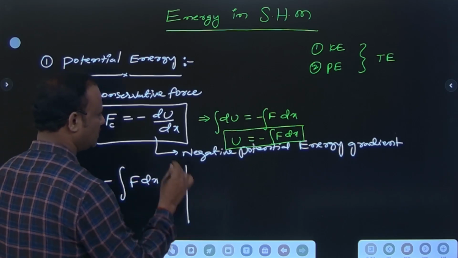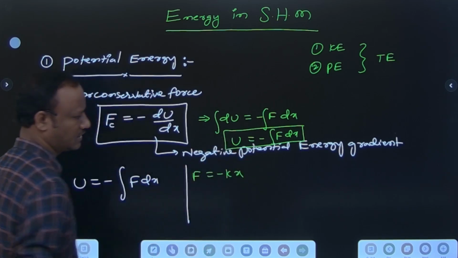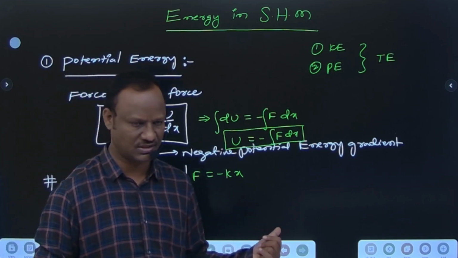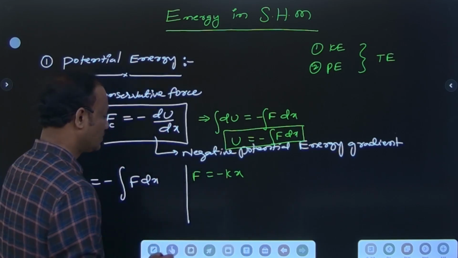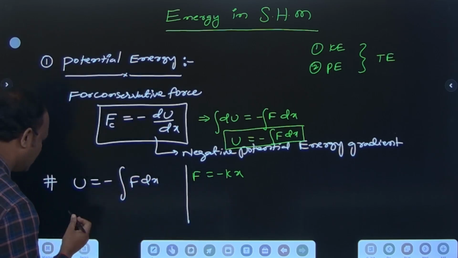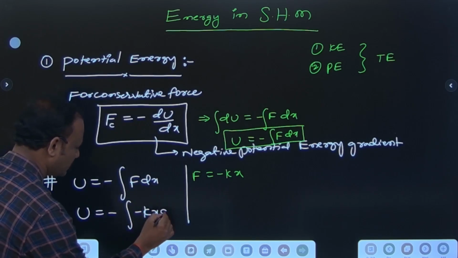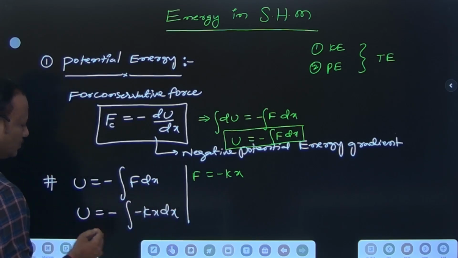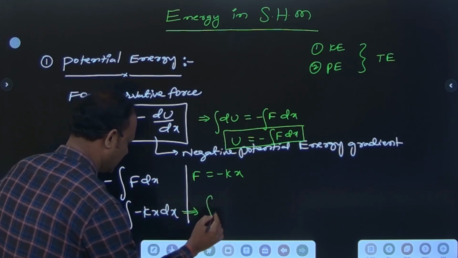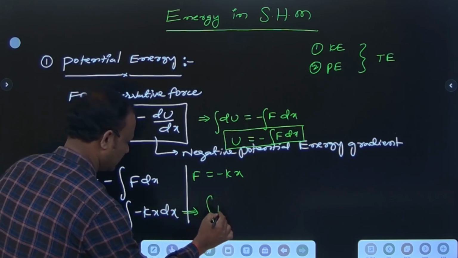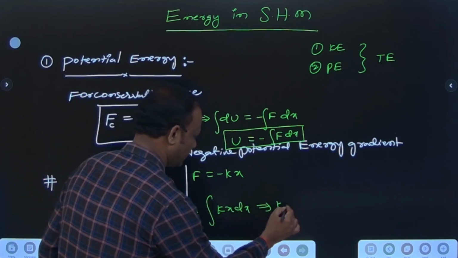So, what is F? F is equal to minus k x. k is called the spring constant. x is either compression or elongation. Substituting this F here, U is equal to integration over minus minus k x dx, which becomes plus integration of k x dx.